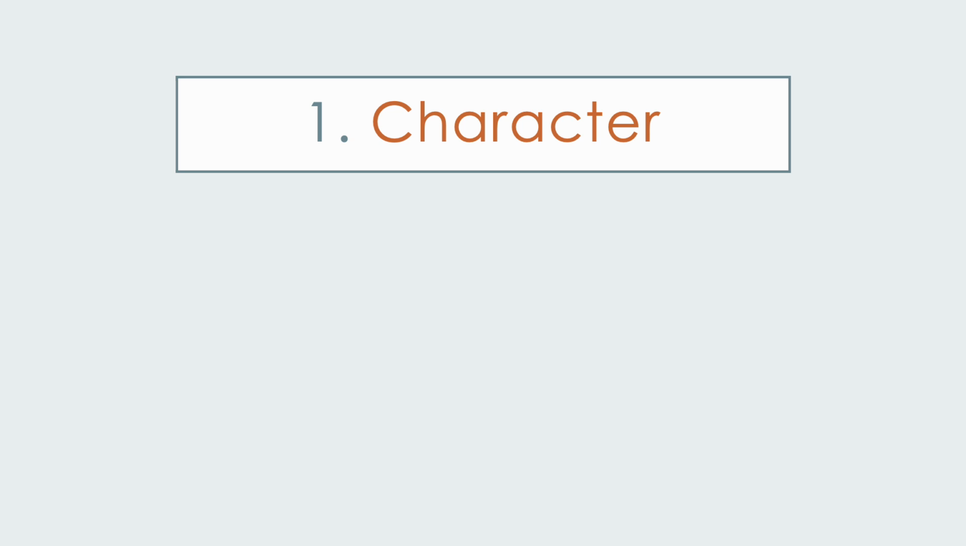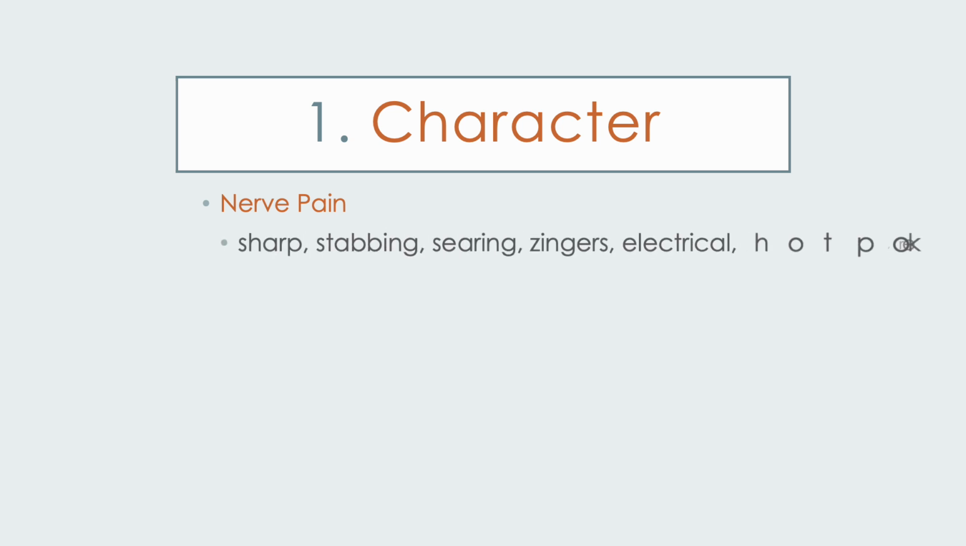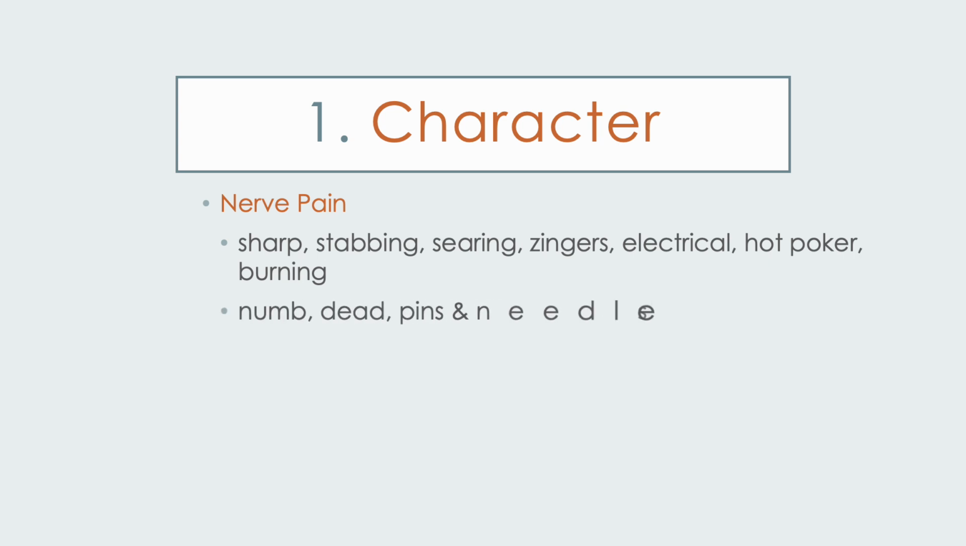Finally, what words would patients use to describe nerve pain? It could be sharp, stabbing, searing, zingers, electrical, hot poker, or burning, and they will tend to be very specific in the location of pain. But it could also be numb, dead, or pins and needles, in which case they'll be more vague in identifying a location.